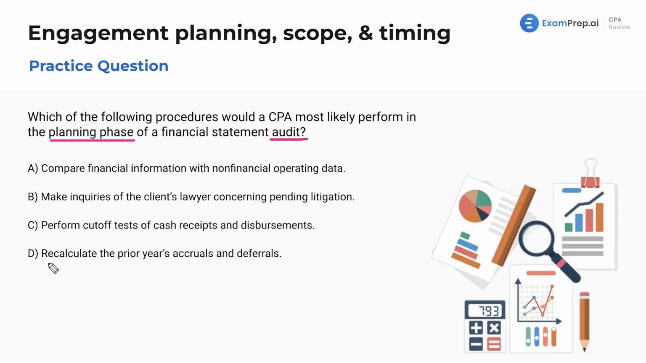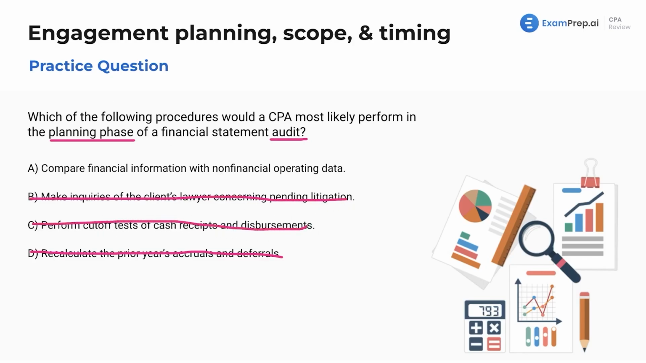That's just me. Recalculate the prior year's accruals and deferrals. So yes, we would do this during an audit. However, this is not done during planning. You don't do hardcore math and testing and all of that, right? This would be done during the testing phase, not during the planning phase. Similarly here, perform cutoff tests, and I'm going to spoil it, inquiries of the client's lawyer. All of these, sure, they're done during an audit, but they are not done during the planning phase.